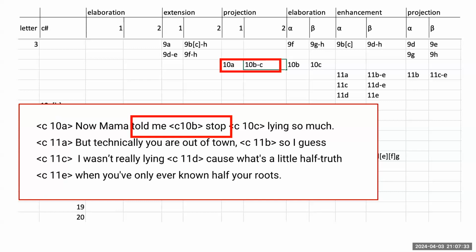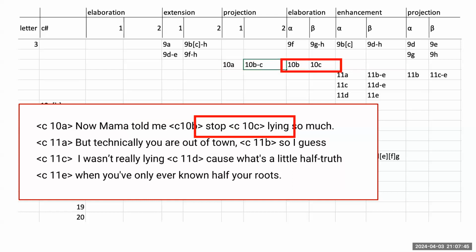10, Mama told me, that's a projection. I took it as a direct speech. Stop, that would be his mom speaking. Stop lying so much. Stop lying, I take it as, again, they have ing. This is a kind of elaboration. What's he to stop? Lying.